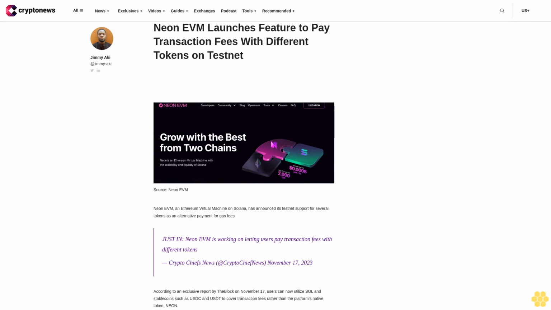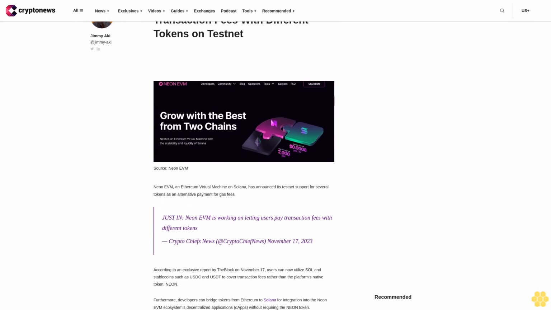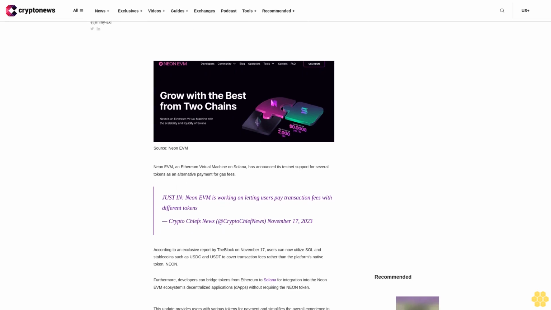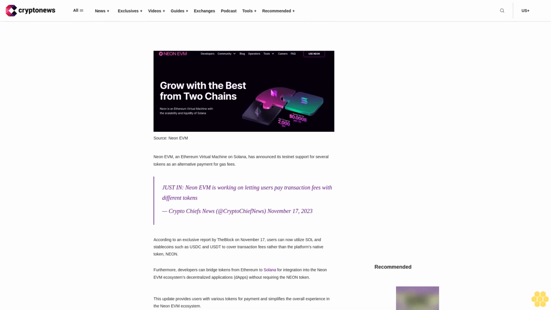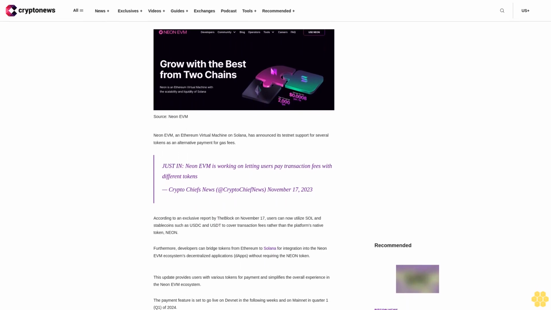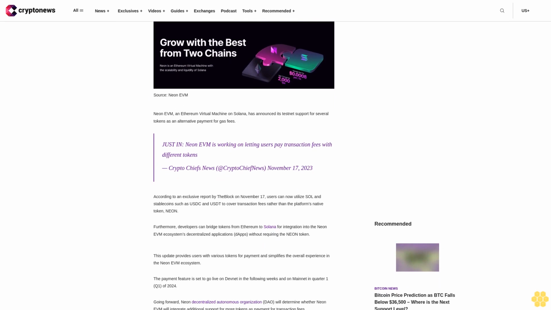Neon EVM launches feature to pay transaction fees with different tokens on testnet. Neon EVM, an Ethereum virtual machine on Solana, has announced its testnet support for several tokens as an alternative payment for gas fees. Just in, Neon EVM is working on letting users pay transaction fees with different tokens. Crypto Chief News, November 17, 2023.